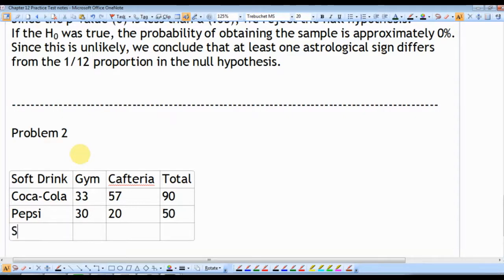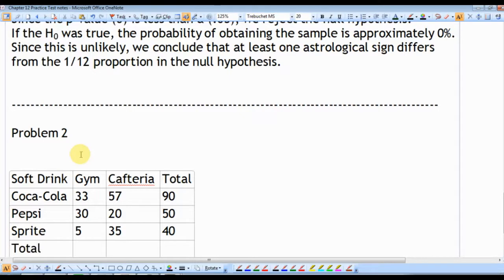Last one is Sprite, a Coca-Cola property. That's 5 and 35. Which goes against everything I've ever seen. Yeah, usually you want the Sprite near the gym. It's a different location to the side.